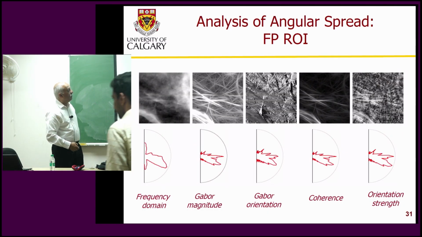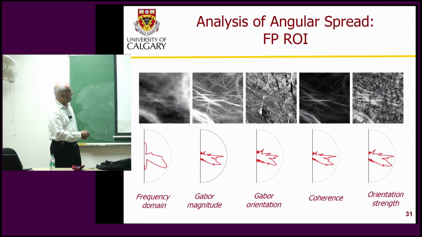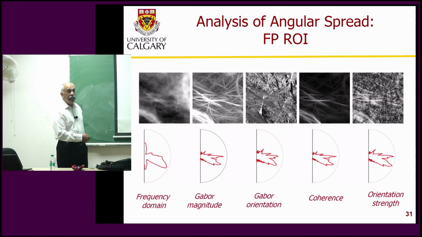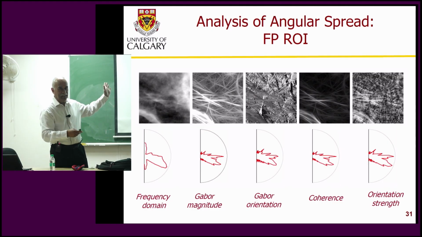But if you take a false positive region of interest, you only have this narrow distribution of power. Compared to this, it is broad. This is narrow. So using the spread measure, we can reject false positives. Of course, there is some overlap. Not all of them will be like this or the other one.